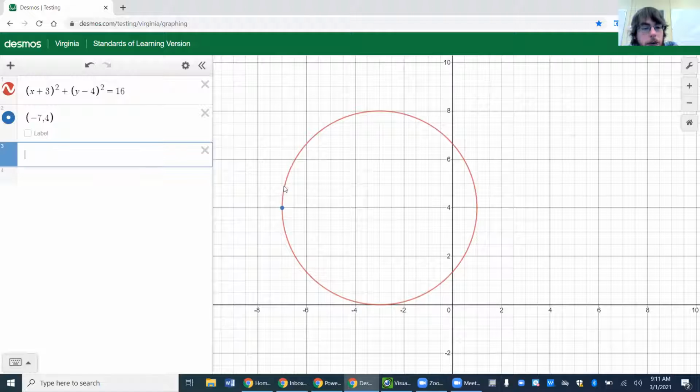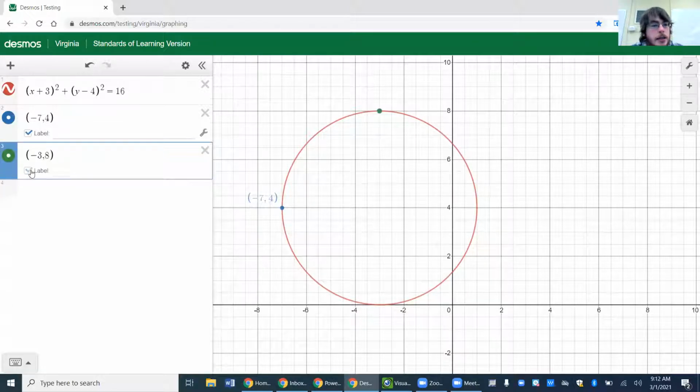So we see that we do have -7, 4 in our equation there, and we see that it does lie on the circle, which is what we found when we plugged in our points. Now, I'm going to label these as we go along just so I can put these all on at the same time. So -3, 8 would be an answer choice that you could pick because it lies on the circle.